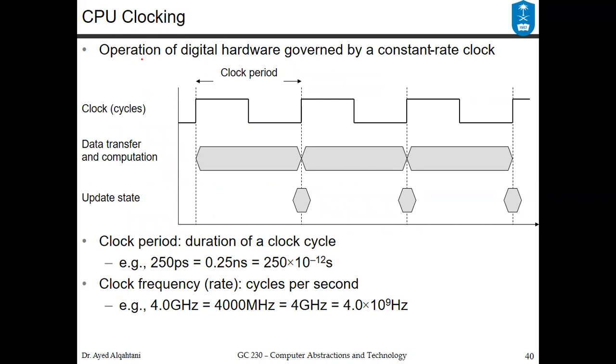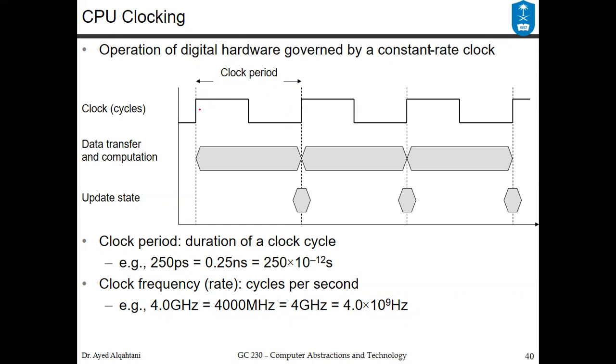We will study the CPU clocking, or actually we will look at it because I'm sure at this point you studied it somewhere in a previous course. The operation of digital hardware is governed by a constant rate clock cycle. This is the major component of any synchronous sequential circuit. Here we have a clock where the high time is equal to the low time. Basically, this is a 50% duty cycle. Anyway, what we care about is the clock period. You can get the clock period from the rising edge of the clock to the next rising edge, and you say that this is the clock period. You could also measure from the falling edge to the next falling edge, and you get the same clock period. This clock period is usually measured in nanoseconds, which is a very small fraction of a second.